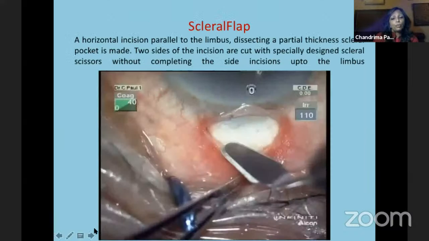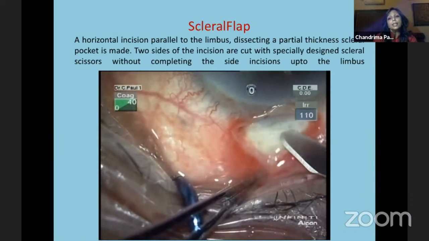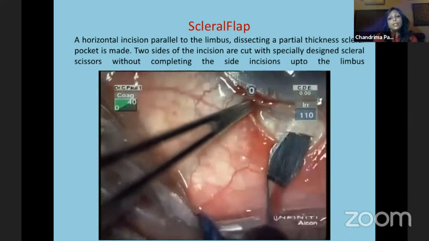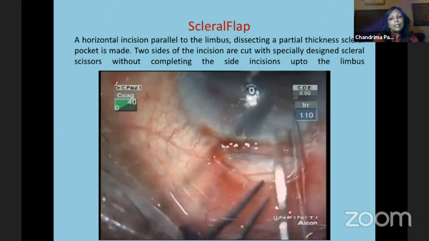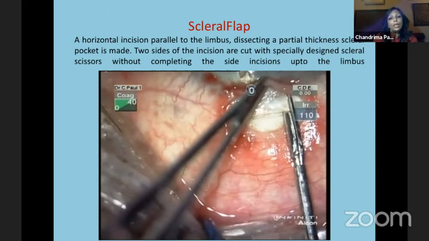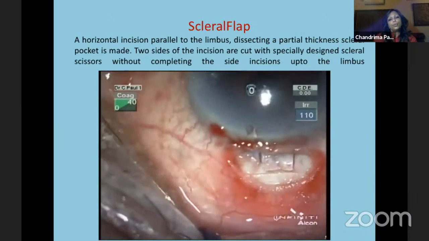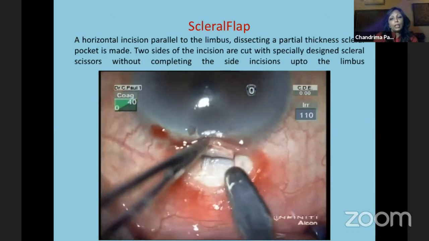Next comes one of the most important steps, that is the scleral flap, a horizontal incision parallel to the limbus. Dissecting, a partial thickness scleral pocket is made. The two sides of the incision are cut with specially designed scissors. I call them the scleral scissors. I designed the scissors as well, and they reach just up to, just falling short of the limbus, so we have a wider surface area for the movement of the aqueous.